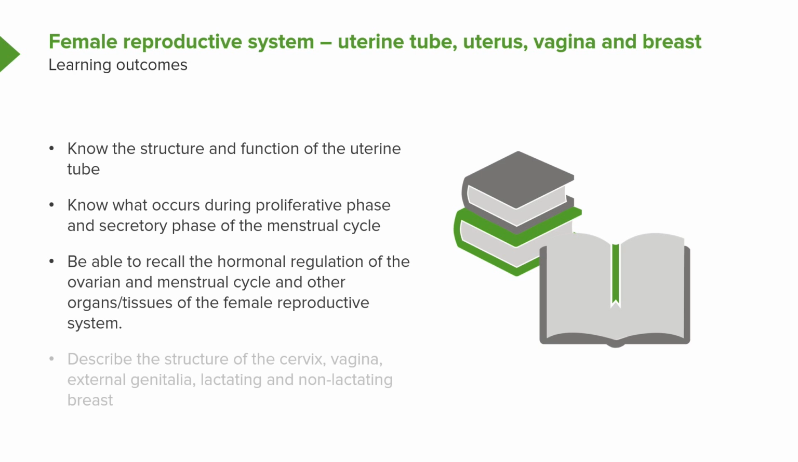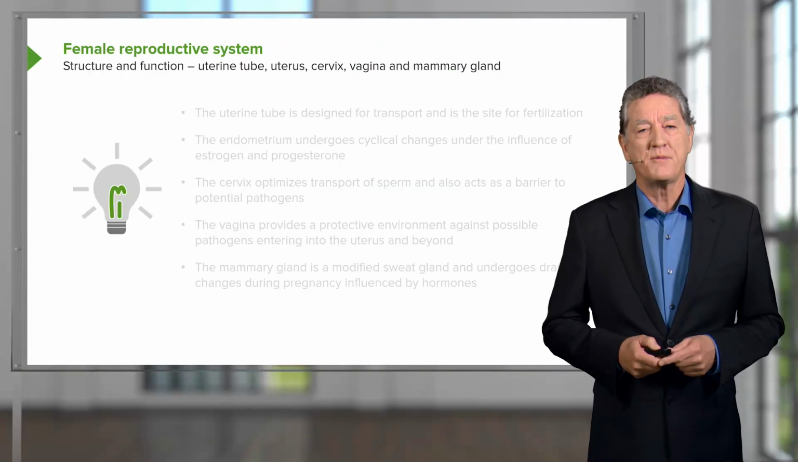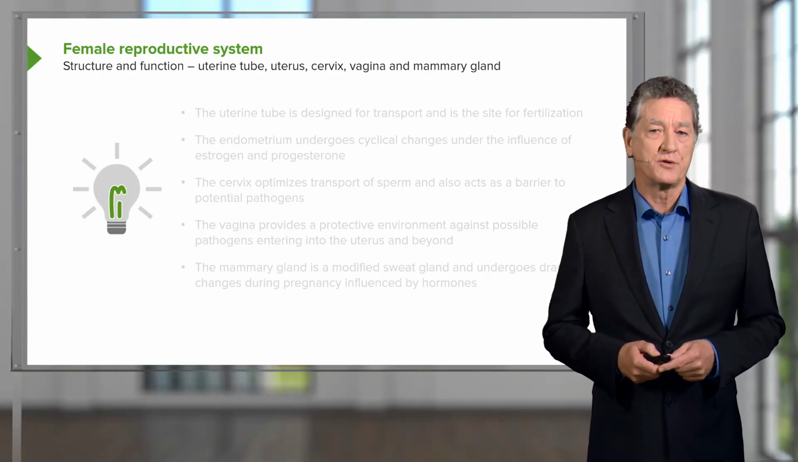from the pituitary gland. And then I want you to have a very clear understanding of the structure of the cervix and vagina, and also the lactating and non-lactating breast. I will also briefly describe the external genitalia in the female reproductive system. There are a number of very important functions carried out by all the organs that I'm going to talk about.